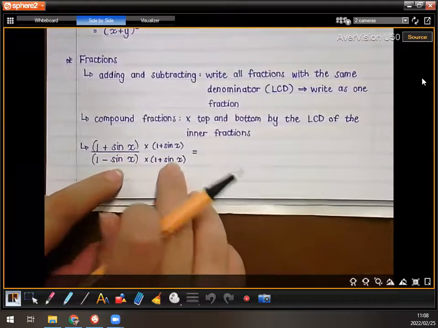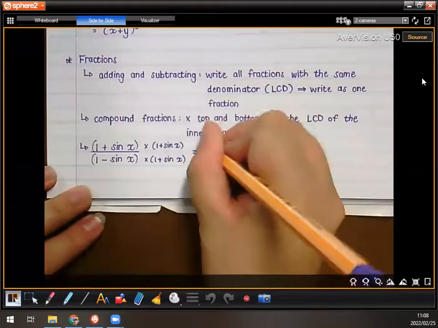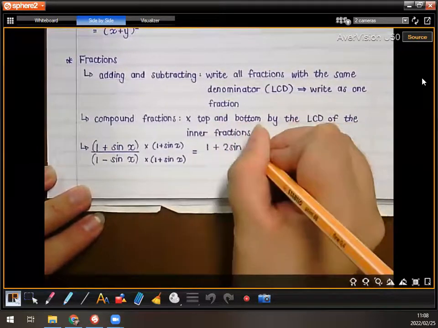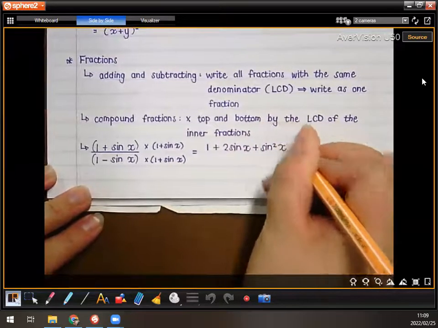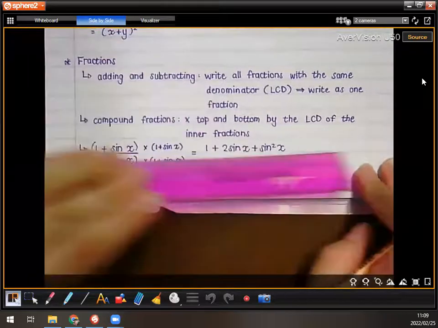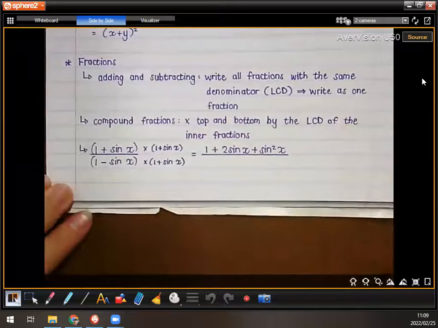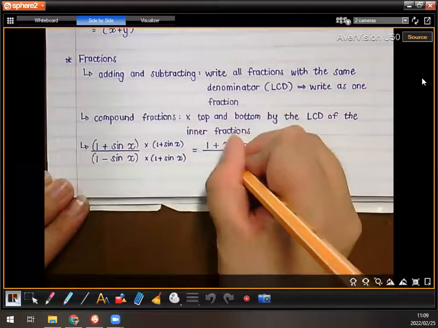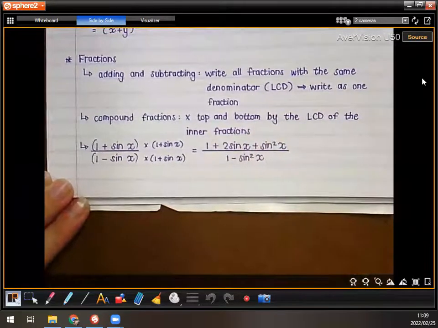So what's going to happen at the bottom? 1 minus sine x times 1 plus sine x. If I multiply that out, I'll do this quickly with the shortcut. At the top, sine x plus sine squared x. And at the bottom, when you multiply this out, you're actually going to get 1 minus sine squared x, which obviously depends on what the other side is.